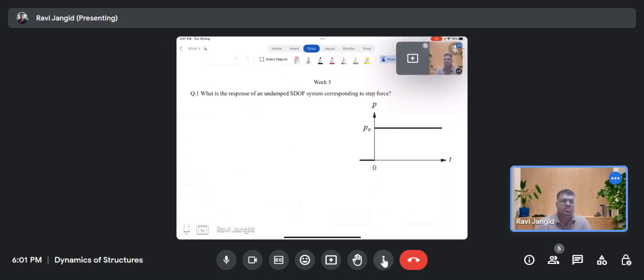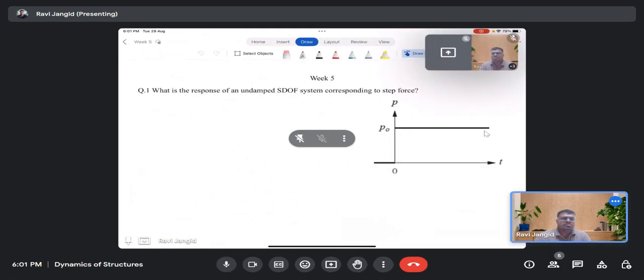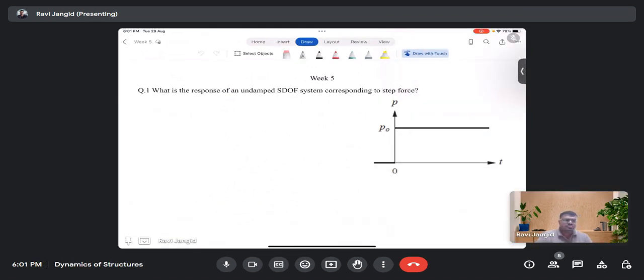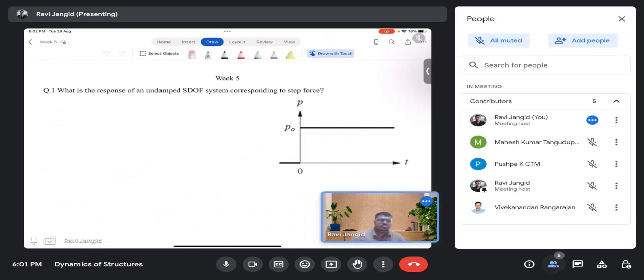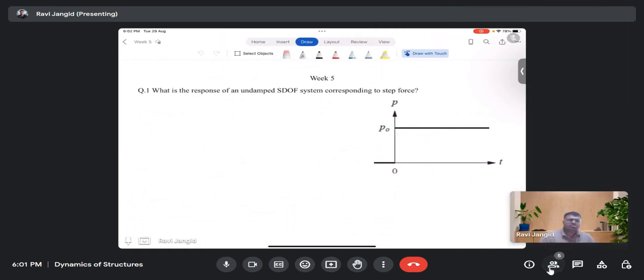Is my screen visible? Yes, a small screen is visible, but it needs full screen. Now it's visible, I think. No, it is a small screen. From my side the whole screen is visible, for whatever I will write on the pad. Some other students are also facing the same issue. We are able to see actually. Okay, thank you.